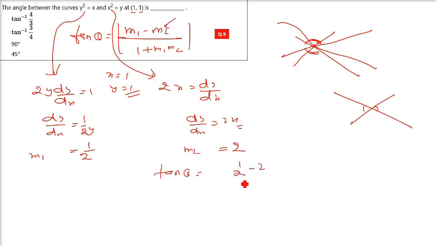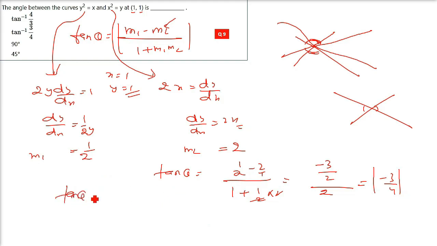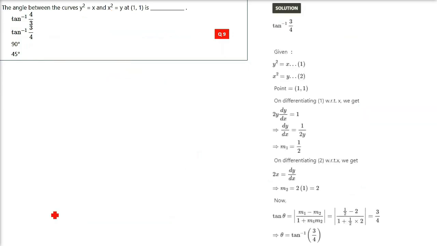So now tan theta, as I just showed you, is m1 minus m2 by 1 plus m1 m2, replacing it by m1 and m2. As I indicated earlier, you don't have to take the negative, you have to take the positive only. So it will be negative 3 by 4, but we take only 3 by 4. So we have tan theta equals 3 by 4, theta is equal to tan inverse 3 by 4. Which is the correct option? It is tan inverse 3 by 4. This is how you're going to go about it. You can try it yourself also.